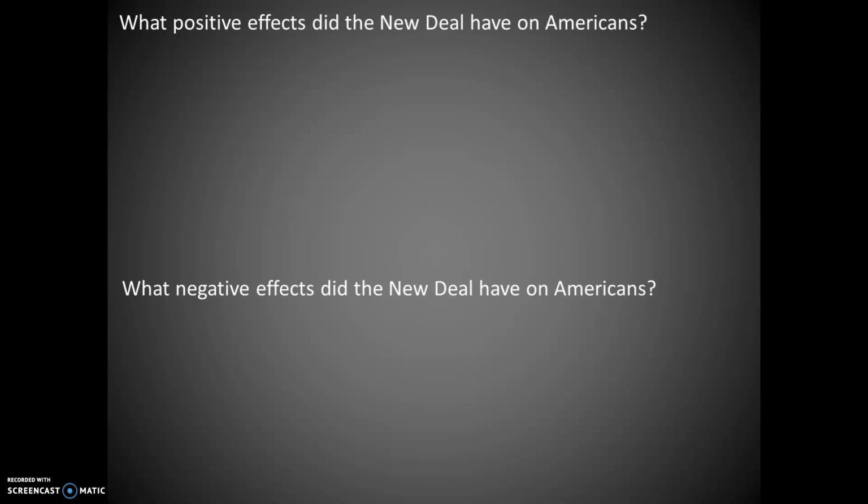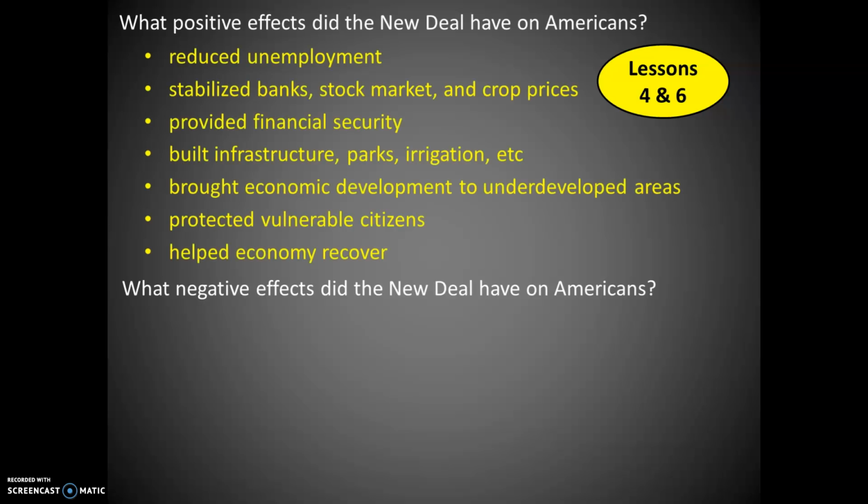And this is going to be important because that's basically what your paragraph is about. So the first one, the positive effects, would be covered by lessons 4 and 6, looking at some of the New Deal programs and then also the outcomes of the New Deal. Some examples of the positive effects of the New Deal is the reduction in unemployment, stabilized banks, markets, crop prices, etc., provided financial security, built infrastructure, parks, irrigation through the CCC, brought economic development to underdeveloped areas like the TVA, protected vulnerable citizens, and overall, it could be argued it helped the economy recover.